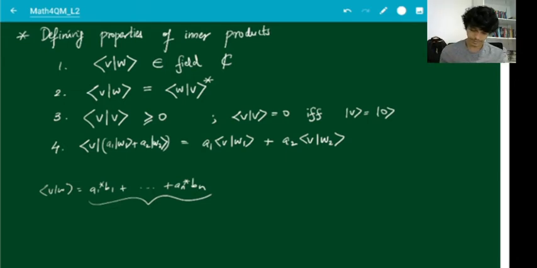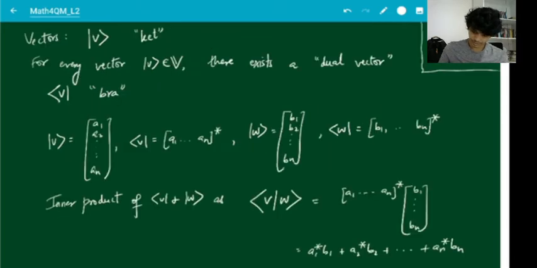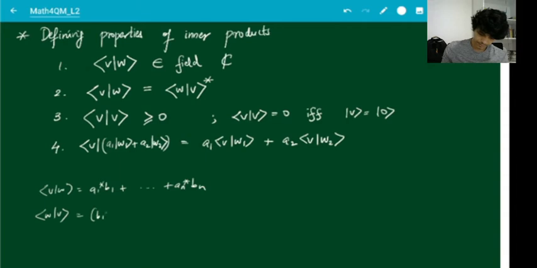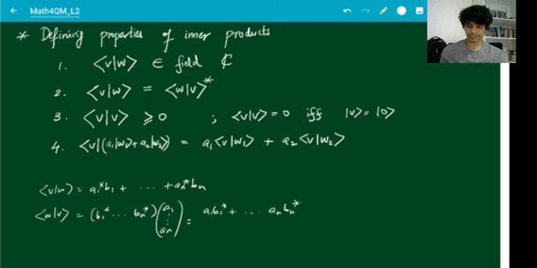Very good. If I take W dot V, will it get complex conjugated? Let's see. W dot V means I have to take the bra of W and the ket of V. So this becomes B1 star to Bn star and then A1 to An, which is A1 B1 star plus and so on up to An Bn star. And you can see that these two are just complex conjugates of each other. So yes, the second condition is also satisfied.